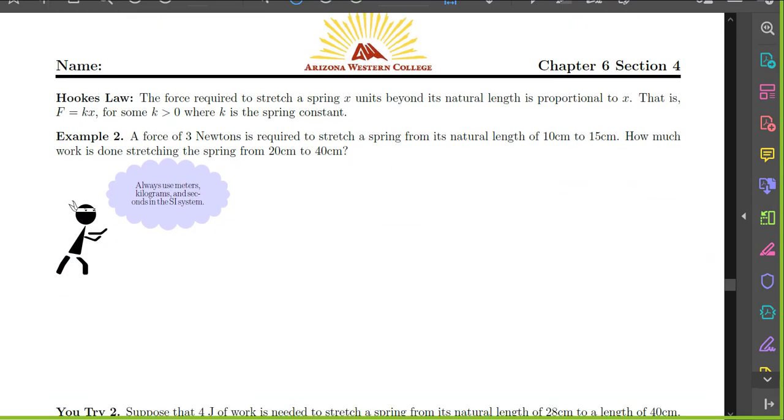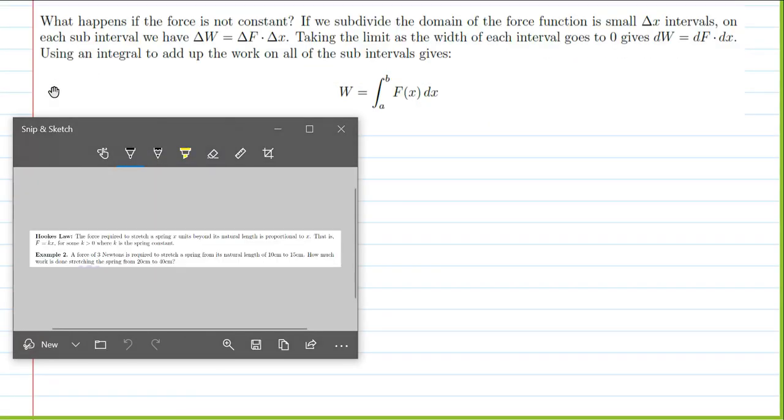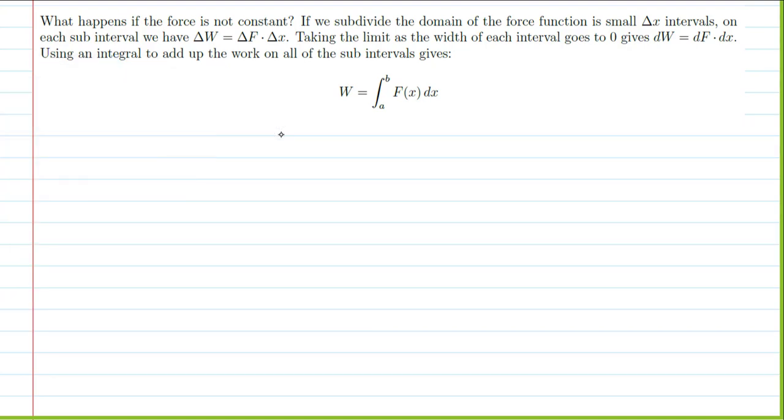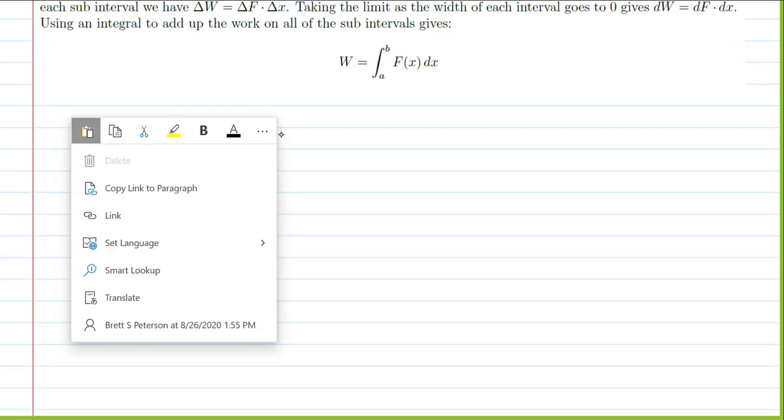So let's take a look at our first example. And I cut off the hint ninja, but we're going to want to listen to him because the hint ninja is wise. Always listen to the hint ninja.